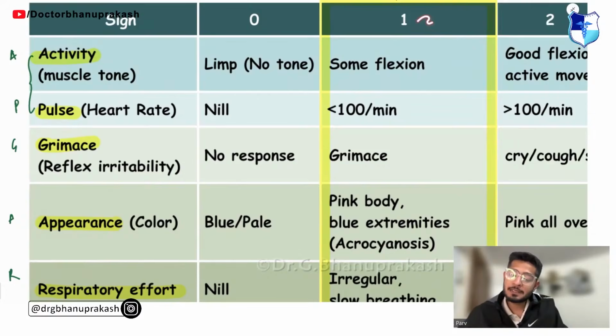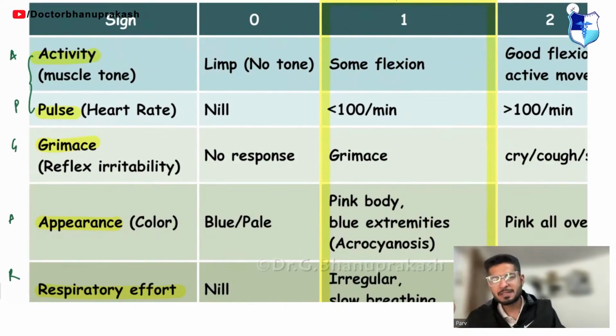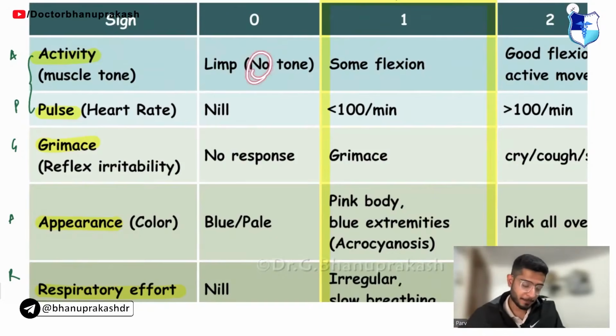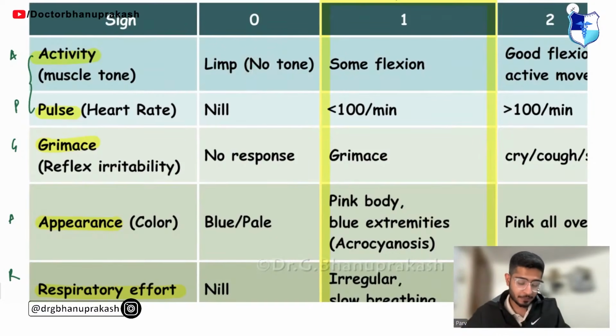So please understand, 1 is something that is actually normal, and 0 everywhere is going to be nil. Activity, nil. Limp. You will see the child will be limping, no tone, no activity. Pulse, nil. Grimace, no response. Appearance is going to be blue. Why? Because there is no oxygen reaching the baby. Since it is not reaching the baby, it is going to be blue.